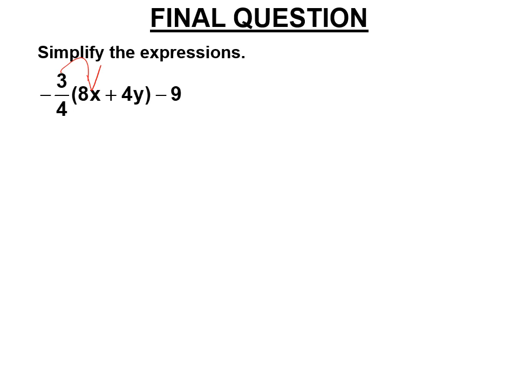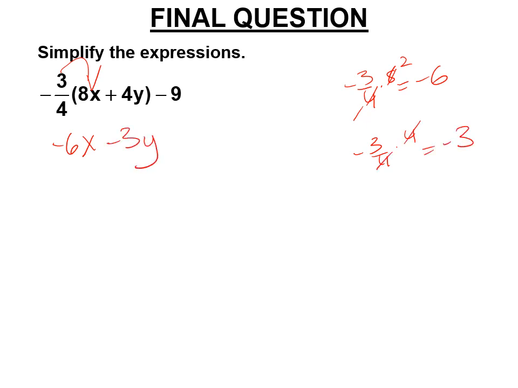Distributing a negative 3/4, so negative 3/4 times 8 cancel, and I get negative 6. So that's negative 6x. Negative 3/4 times 4 is negative 3, so you get minus 3y minus 9. You do not multiply numbers that are not in the parentheses.